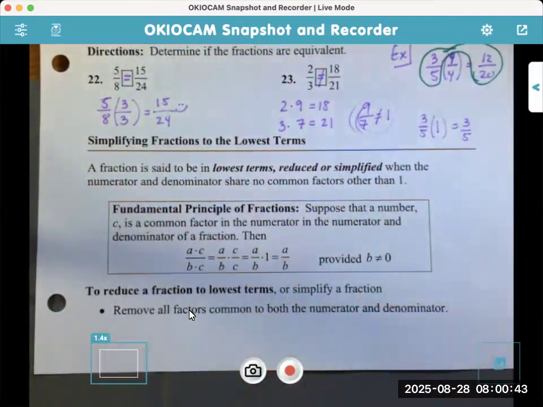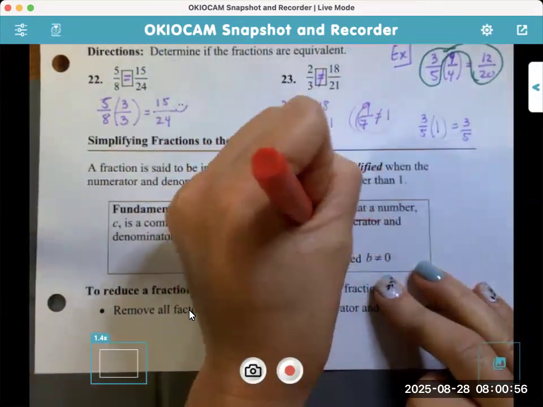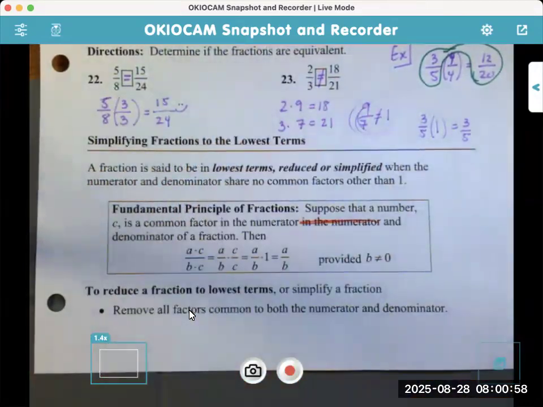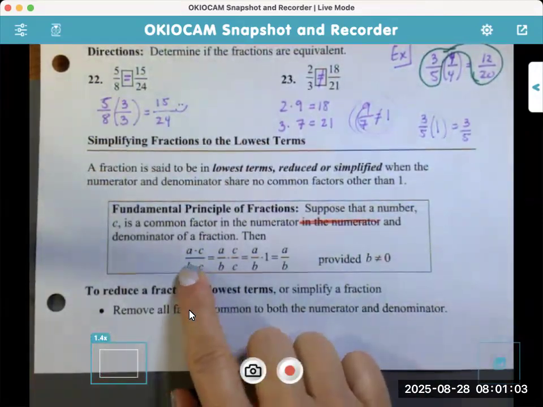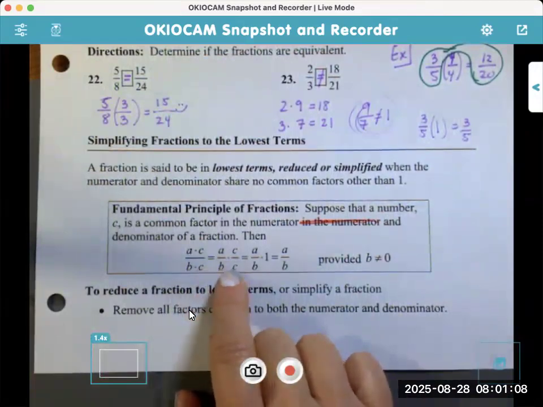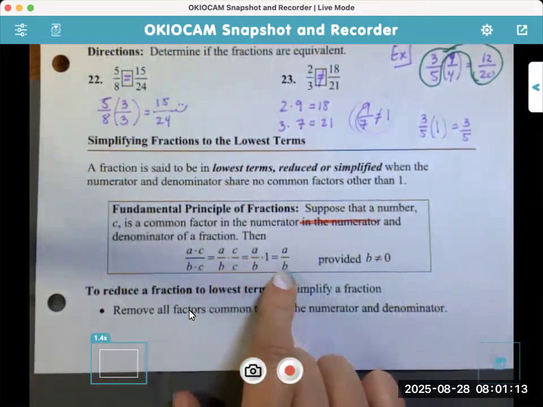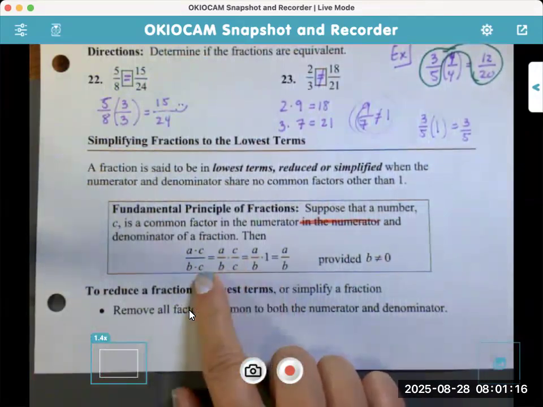The fundamental principle of fractions: suppose that a number C is a common factor in the numerator and in the denominator of a fraction. Then if this was A times C over B times C, you could factor out the C's and recognize that anything over itself is 1. So then this is just A over B. Essentially, you're just dividing out a common number.